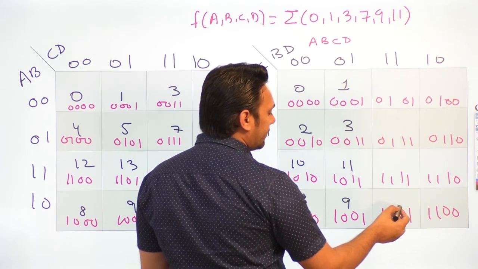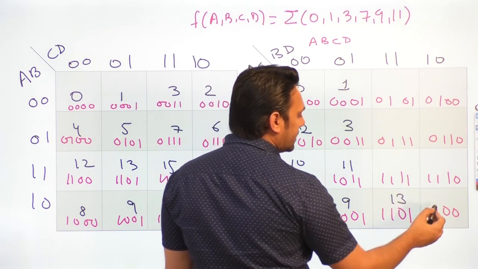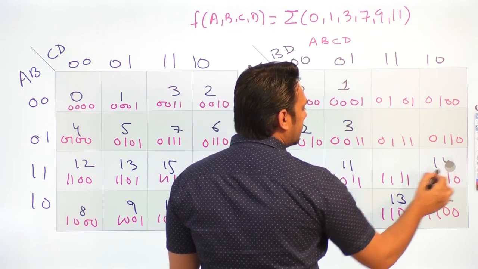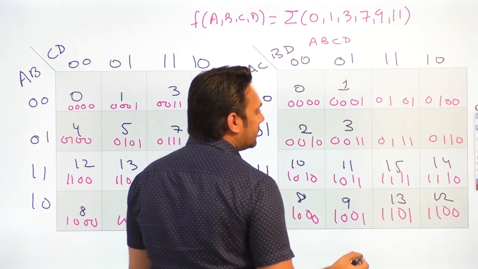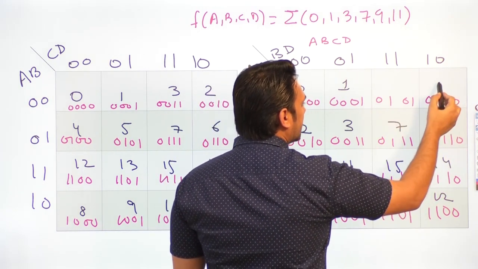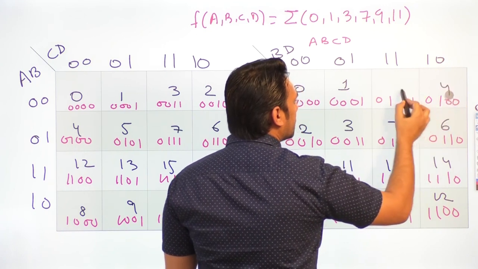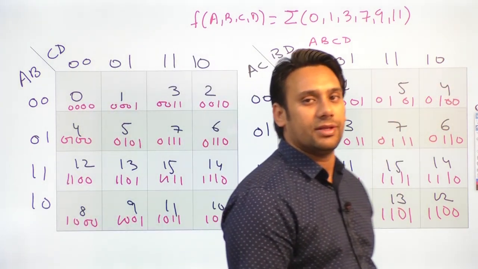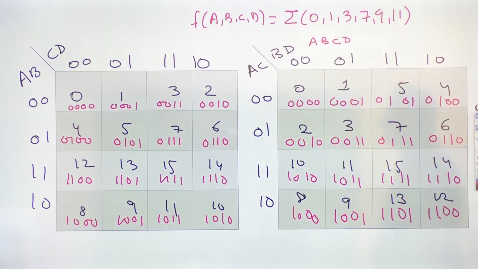This is representing the value 13. This is representing 12. This is representing 14. This is representing 15. This one is representing value 7. This is representing value 6. This is representing value 4. This is representing value 5. In this manner, they are representing some decimal numbers. Okay, I hope it is clear.